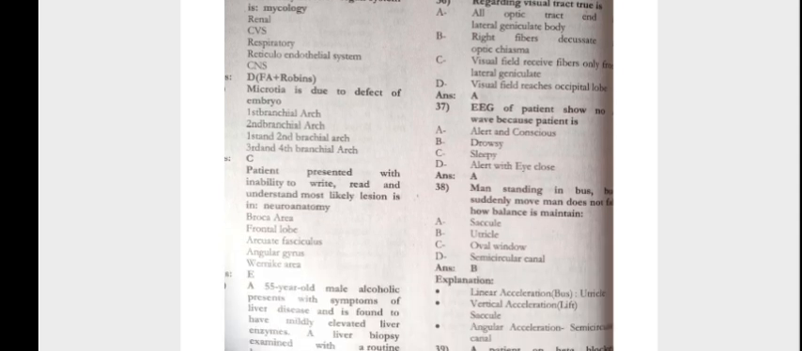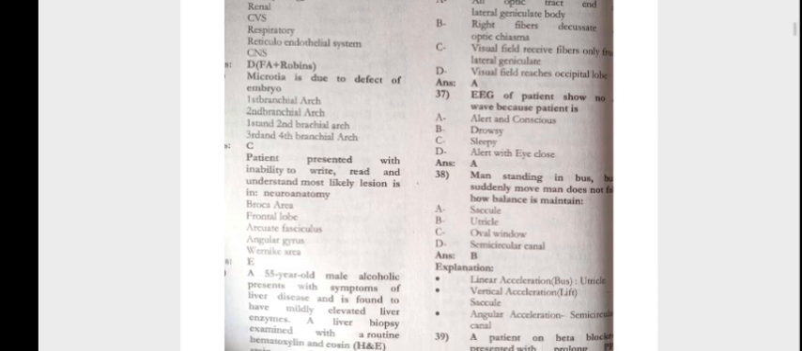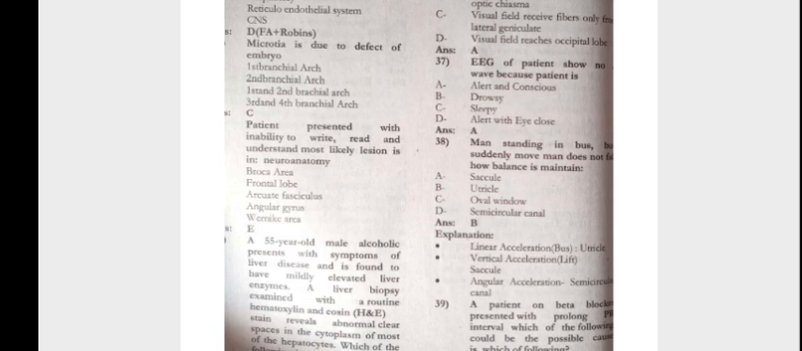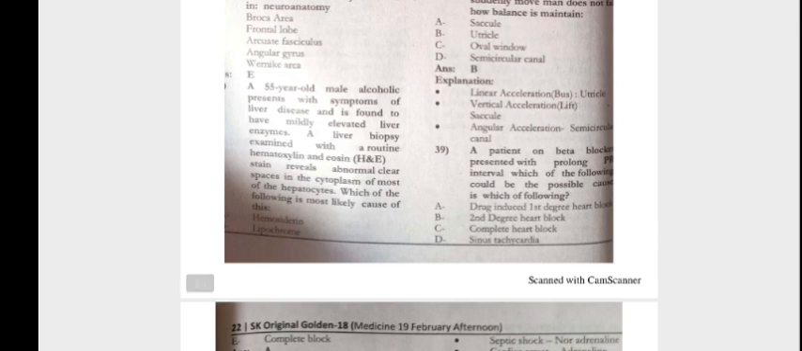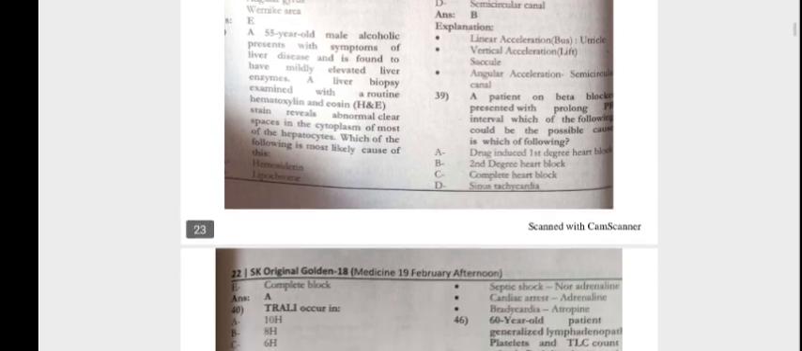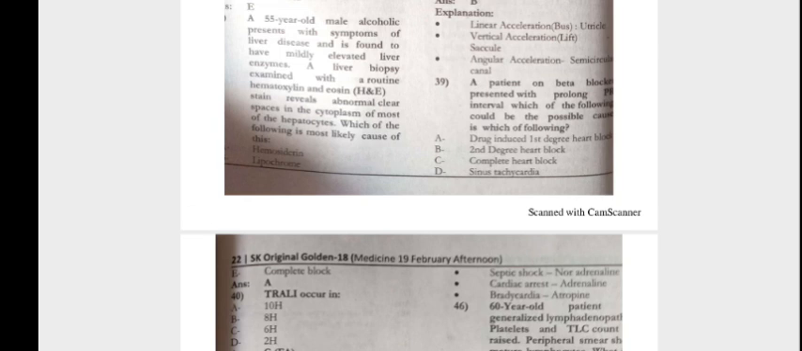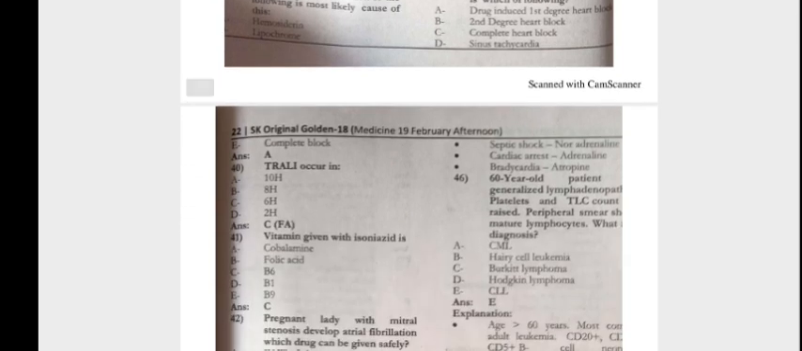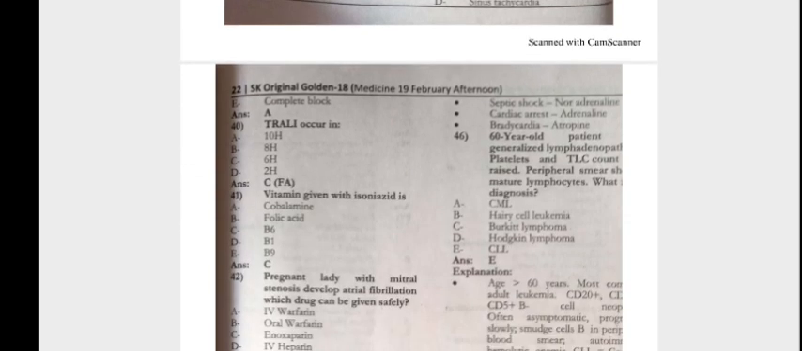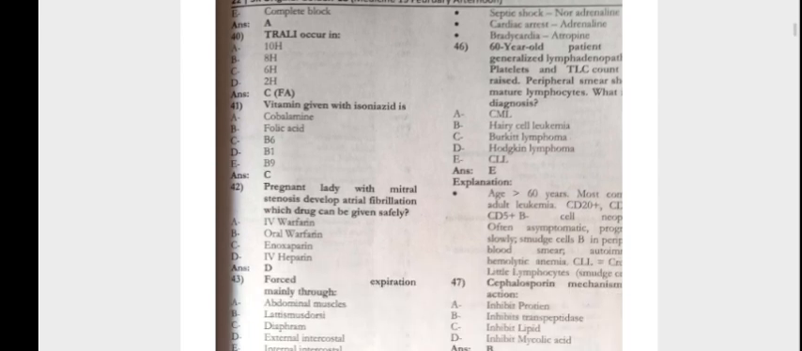EEG of the patient shows no waves because the patient is alert and conscious. The man standing in the bus suddenly moves and does not faint. How is balance maintained? That is the utricle. Next, the patient on a beta blocker presented with prolonged PR interval. The possible cause is a drug-induced first degree heart block. Tetralogy, or Trolley, whatever you may pronounce, occurs in 6 hours.